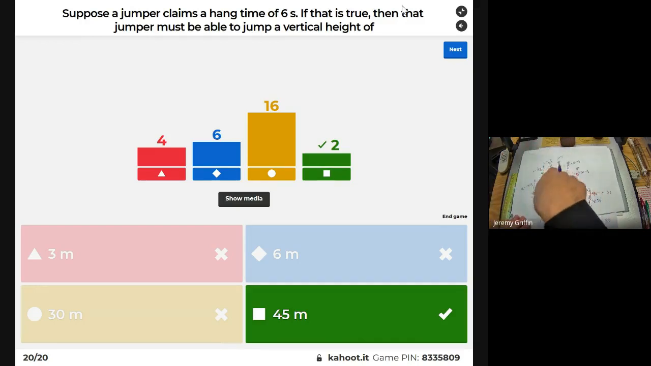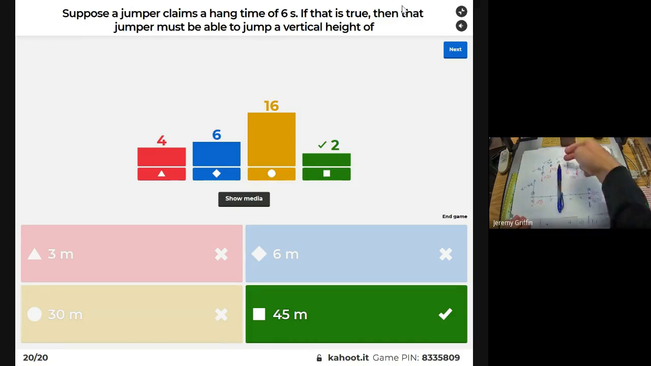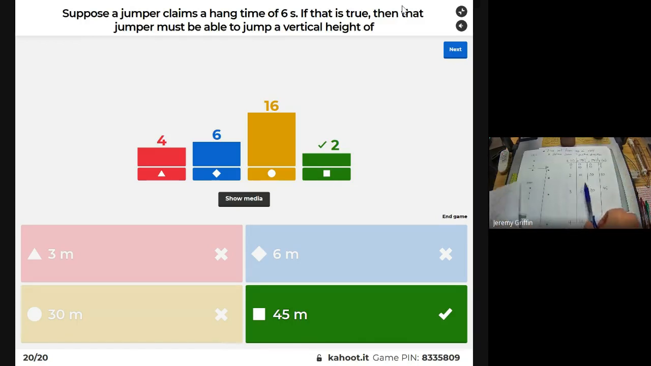Chop a problem in half, because there's a very special thing happening at the top. You have zero speed, right? So let's just see. Another way to say this is that you have a falling time of 3 seconds. Isn't that true? Okay, and how far does anything fall in 3 seconds? About 45 meters. How'd you know that?